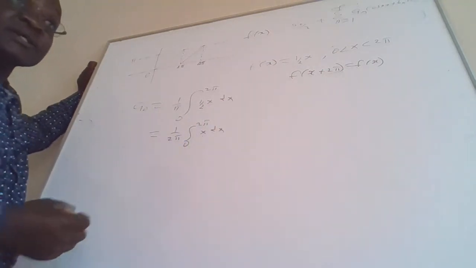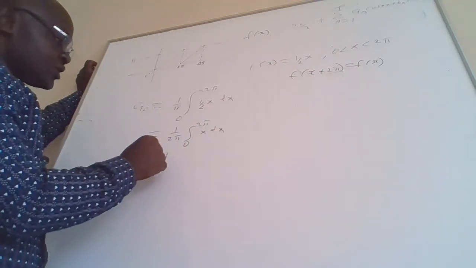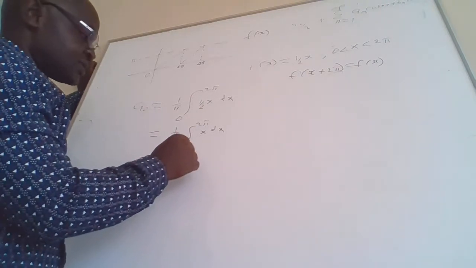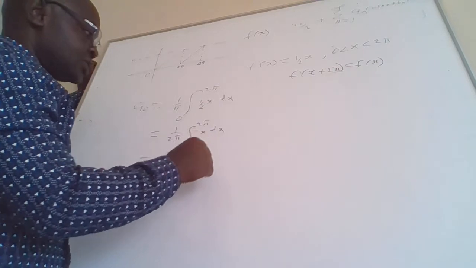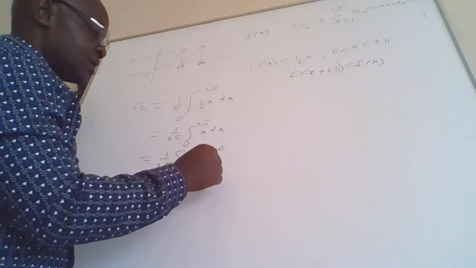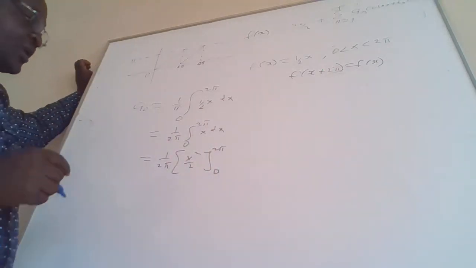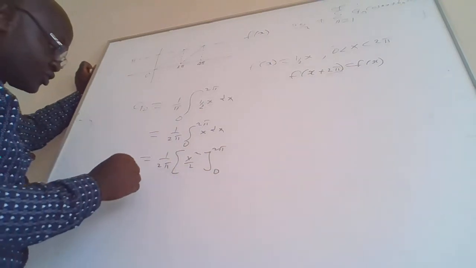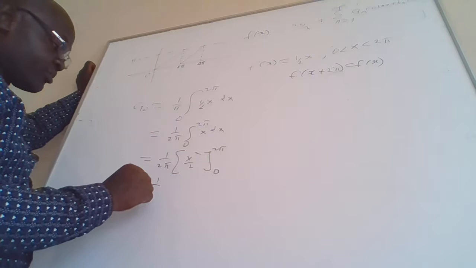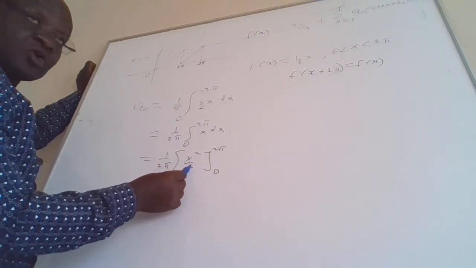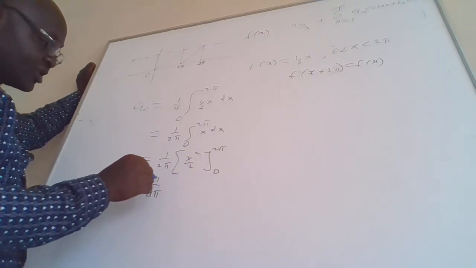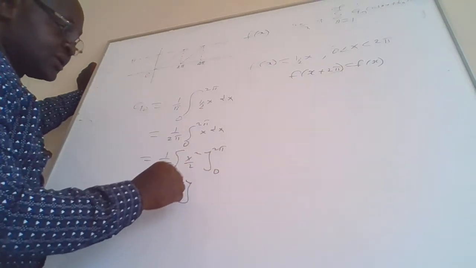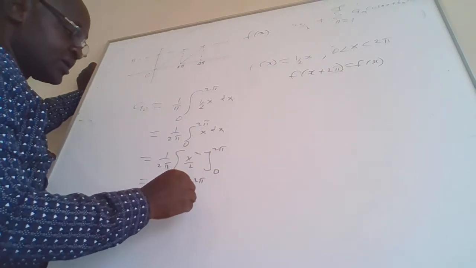Now we integrate x, so this equals 1 over 2 pi. When you integrate x, you get x squared all over 2, then we have 2 pi and 0. You can take out another half, which will be 1 over 4 pi, so we have 1 over 4 pi into x squared, from 0 to 2 pi.